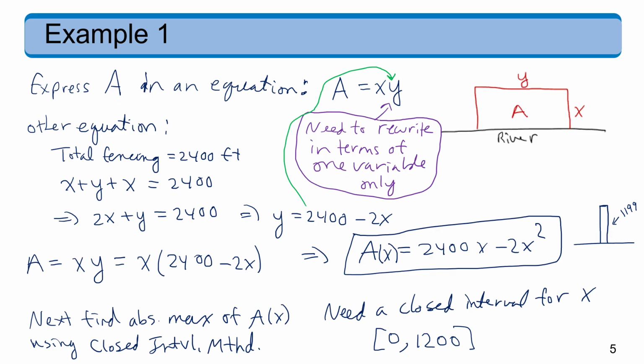Okay, so now we have established our function that we want to find the absolute max of and a closed interval for x. So the next step is just to use what we've already learned in a previous section, this closed interval method. We'll do that on the next slide.